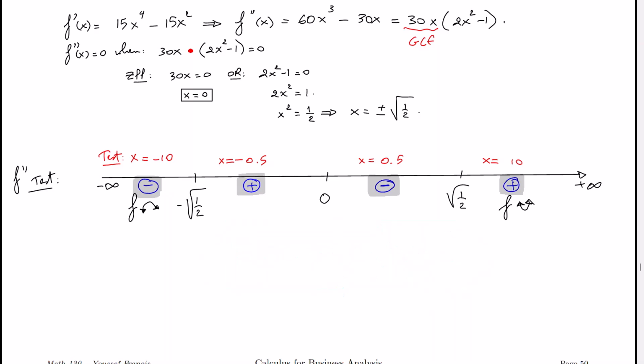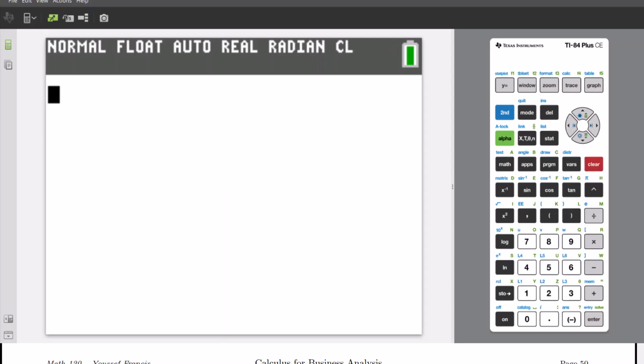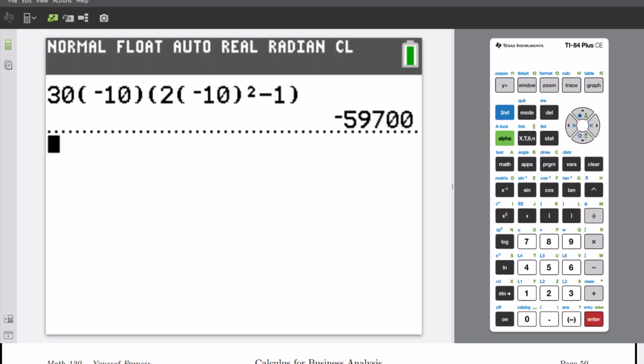Okay, so you can use your calculator to do a lot of this testing. If I want to use my calculator to do the testing, here's what it would look like. I would plug in the 30, then let's say you're testing the negative 10, you would put the negative 10 into the parentheses, then you're supposed to have the 2 times the negative 10. So again, make sure you're using plenty of parentheses. And finally, minus 1. And as you can see, when we tested the negative 10, the answer we said was going to be negative, and specifically it's negative 59,700 roughly. But it doesn't matter what you picked, as long as it was between negative infinity and negative square root of 1/2, it would have worked.